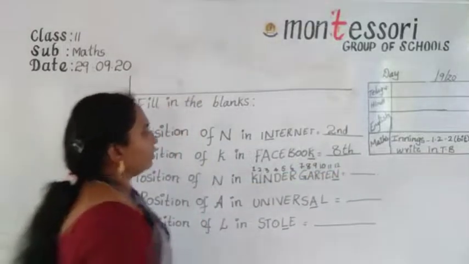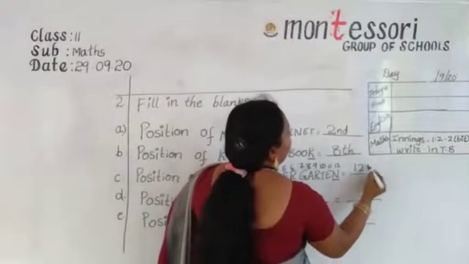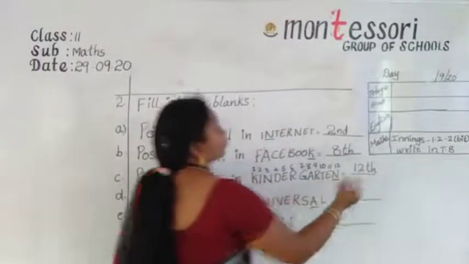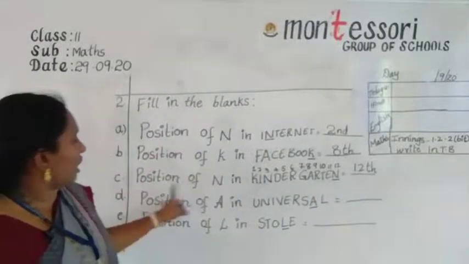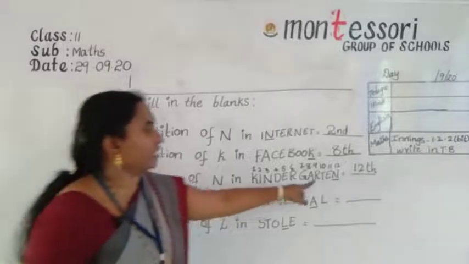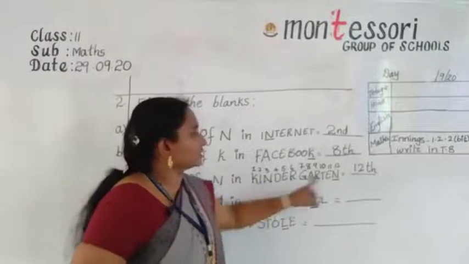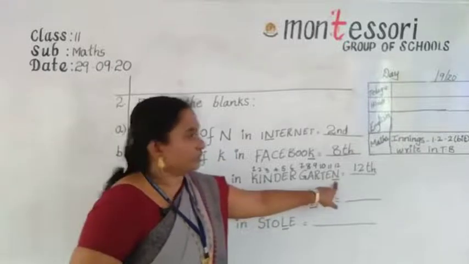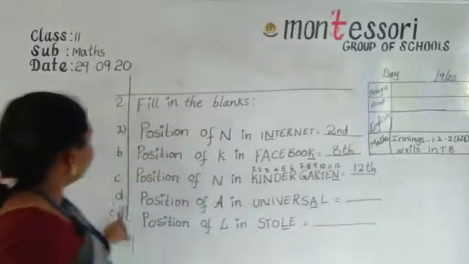So in the blank we can write 12th, that is 12 and th. Understood all of you? The position of n in kindergarten is equal to 12th. Here an n is already there, but they are asking about this last n, whose position is 12th. Now I am going to D bit.